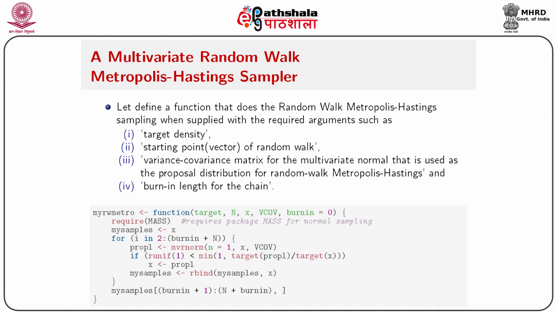So it is the previous state, and my sample should be stored in my samples, that is rbind of my samples and x, and now I'm excluding the first burn-in number of samples, taking burn-in plus 1 to n plus burn-in. So it will discard the initial few samples as per your requirement. If you say 500, then it will exclude the first 500 samples from the return value.